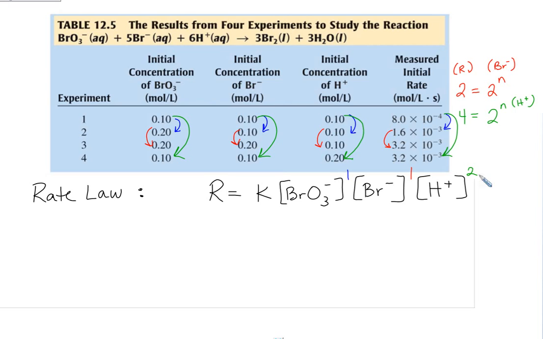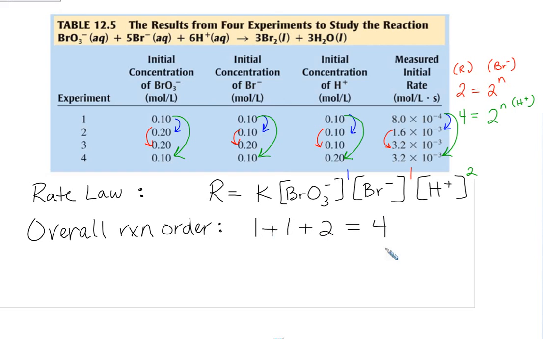You find two trials of data where one concentration changes, the others stay the same, and you look at how that changed concentration affects your rate. If you double the concentration and you double the rate, first order. If you double the concentration and you quadruple the rate, second order. So now my overall reaction order is just the sum of those individual orders. 1 plus 1 plus 2 is 4. Shocker. There it is. That's it.